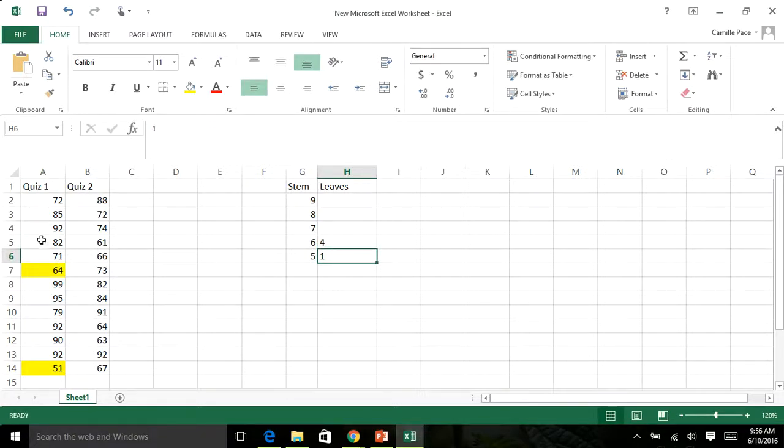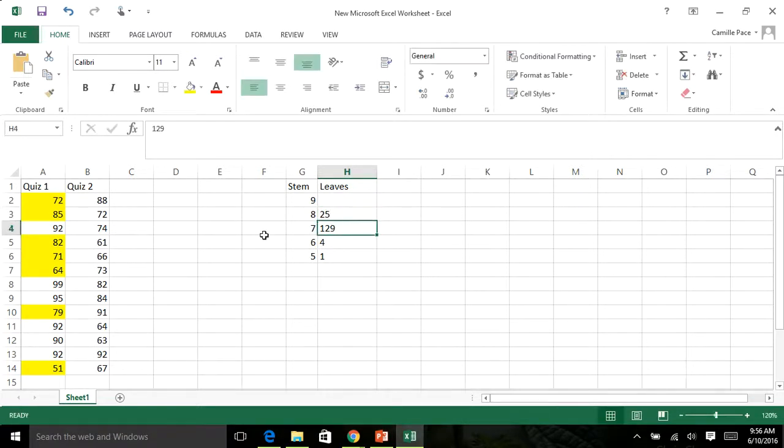All right, next I need to do my 70s. I have 3: I have 72, 71, and 79. I need to put these in order, so 1, 2, 9, and that's how they look. All right, 80s. I have 85 and 82, so I need to put 82 and then 85.